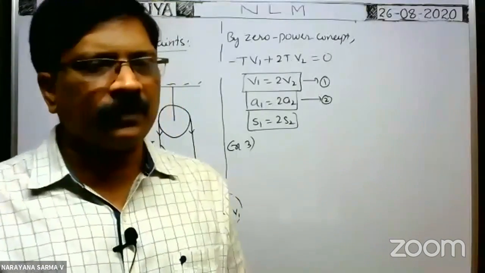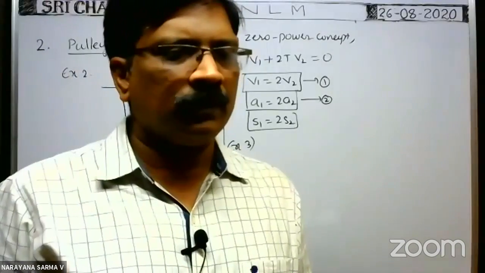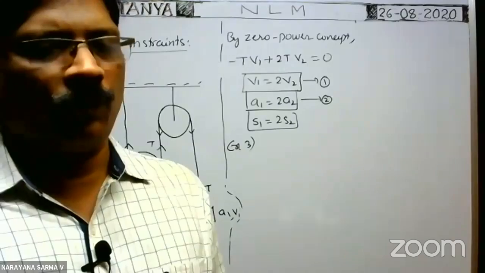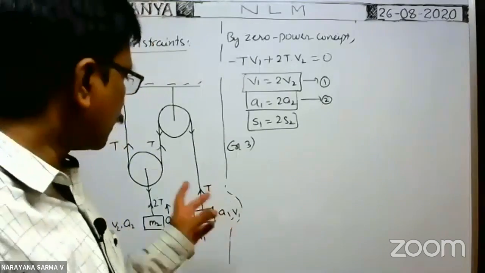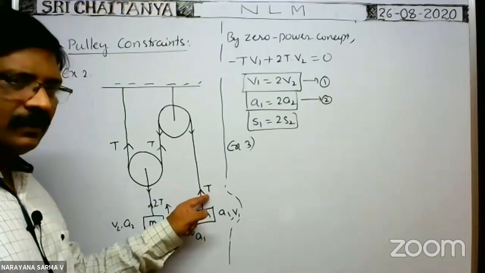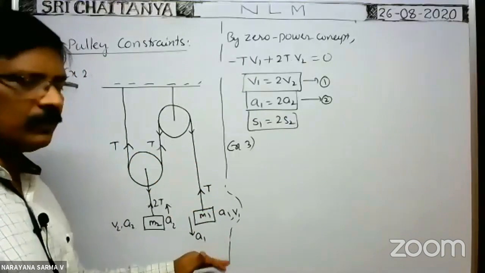What is your doubt, Likit? Because 2T force is more than this one. No, 2T is greater than this T. That's why it rises upwards, and this one comes down.